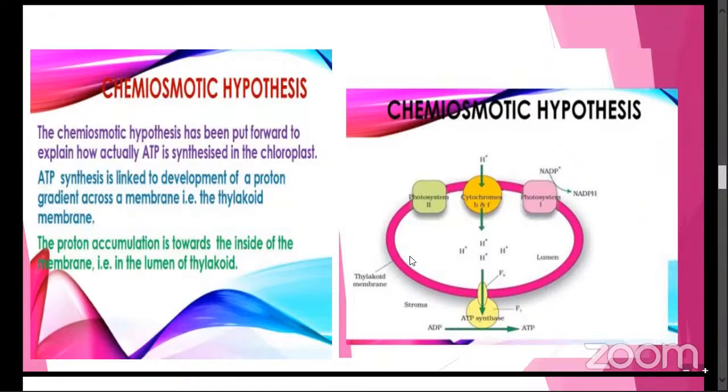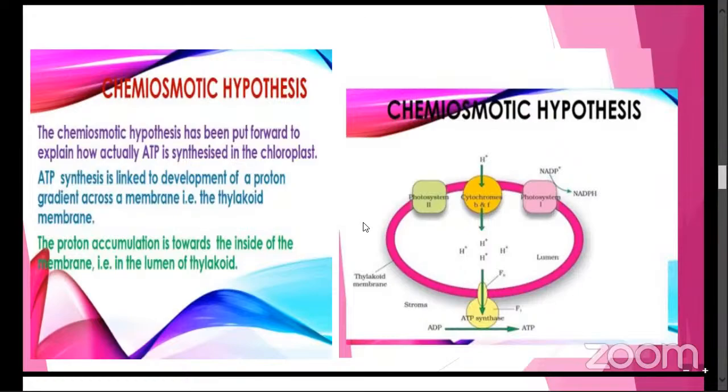First, the cytochrome complex is located on the inner side of the inner membrane, that means towards the lumen side. And another, the NADP reductase enzyme, is located on the outside of the outer membrane, that means towards the stroma. These two are the important things.